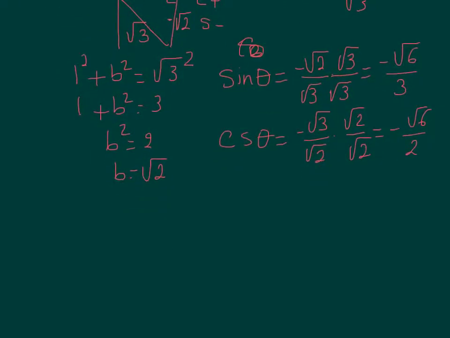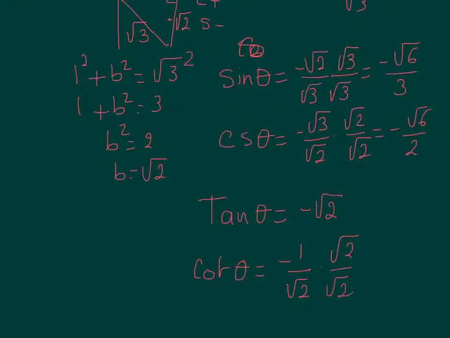For the tangent and the cotangent, the tangent will be opposite over adjacent, which is simply negative rad 2. Cotangent of theta is going to be negative 1 over rad 2. And when you rationalize it, it will become negative rad 2 over 2.